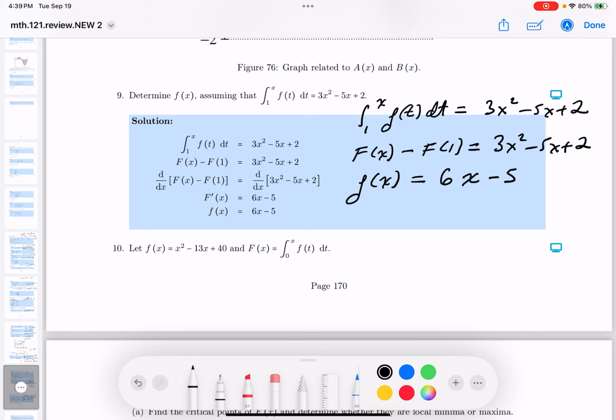What did they say? Find f of x? We found it. It's right over here. Let's just check the key, see if they wrote that down. And they did write that down. Thank you.